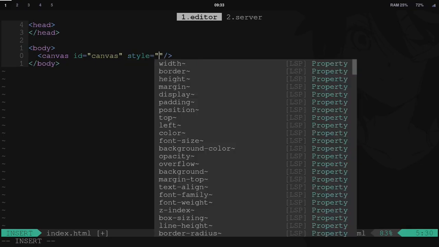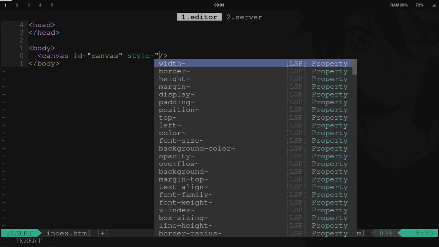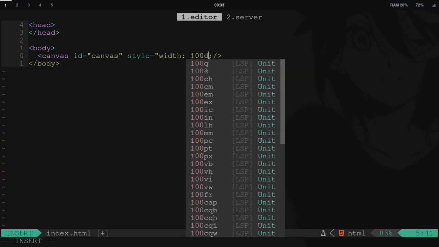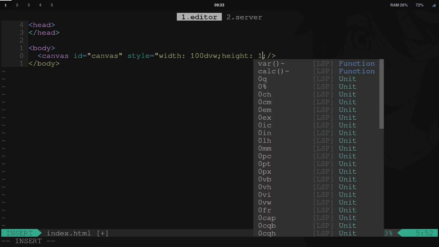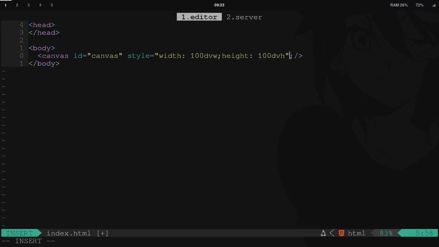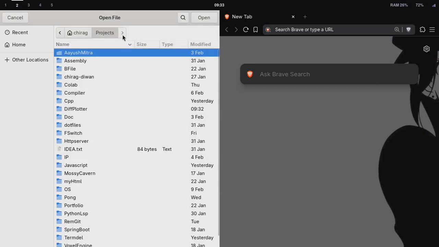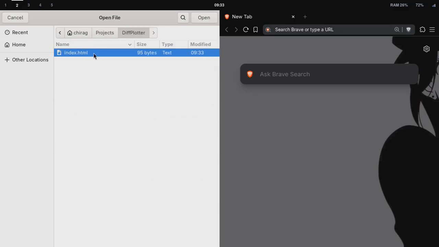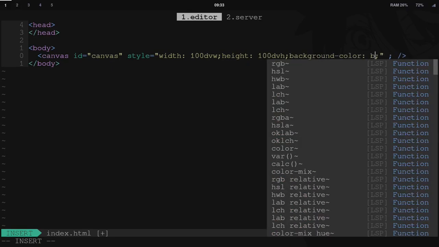Let's also give it some style. So style with width 100 dvw and height 100 dvh. So let's open that, diff plotter index.html. Okay, so we opened it. Let's also have background color black.